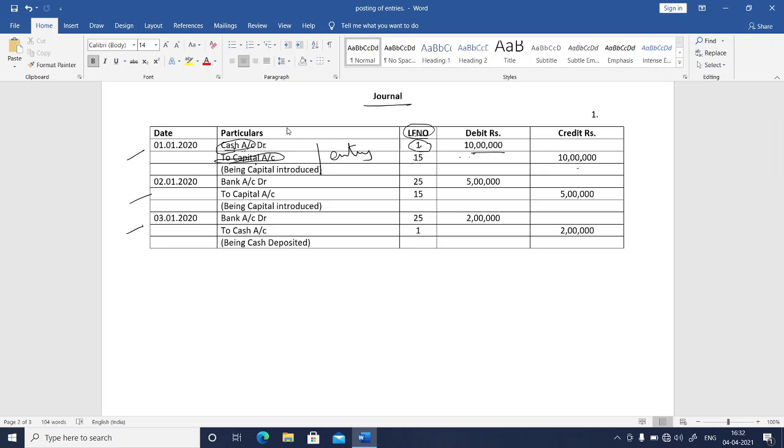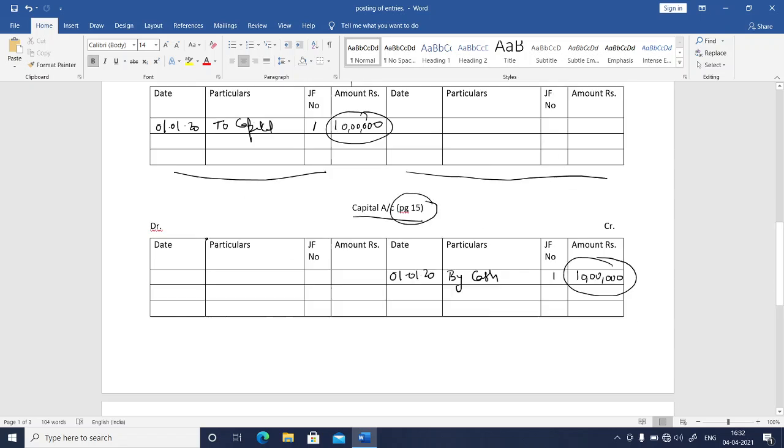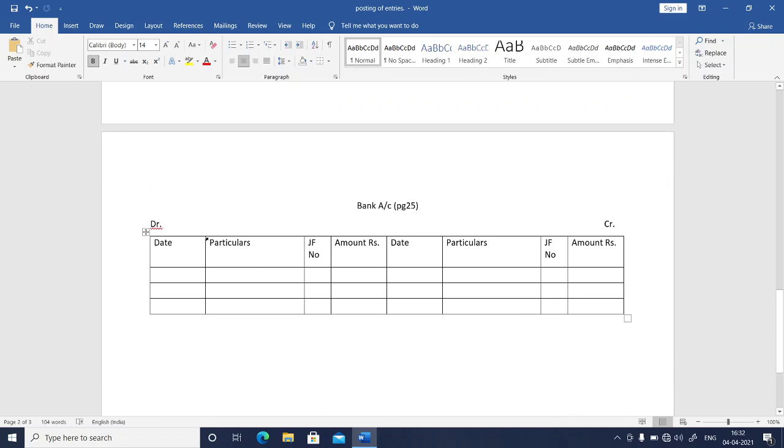If you see the next journal entry, the entry is bank account debit in page number 25. That means this bank account is on the 25th page of the ledger. There you write debit side 5 lakhs and go to capital account. It is there on the 15th page of the ledger, write credit 5 lakhs. So how do I record this journal entry in the ledgers? I have to first go to the bank account, which is there on the 25th page of the ledger. I go to the bank account.